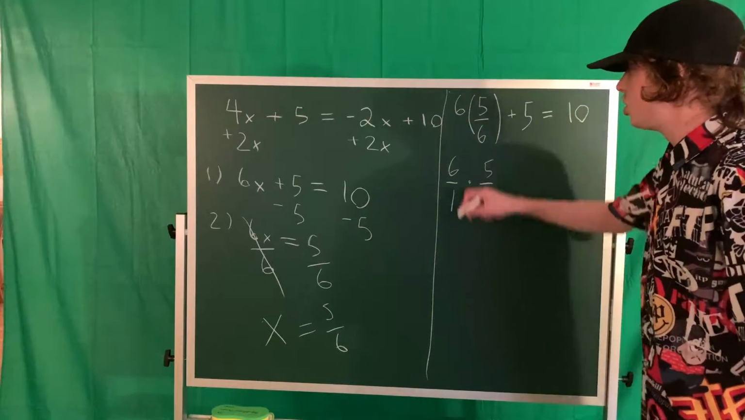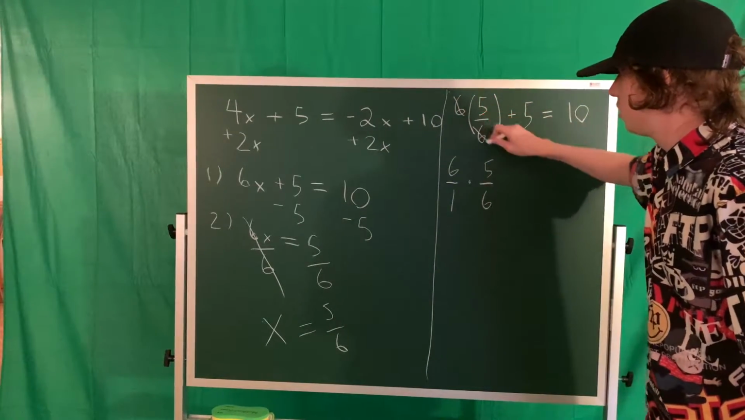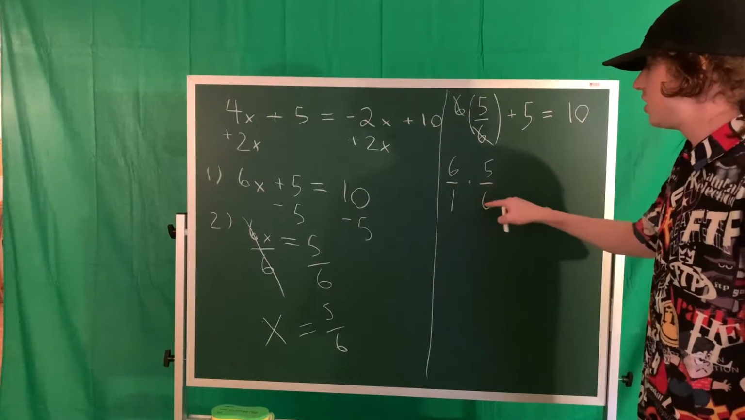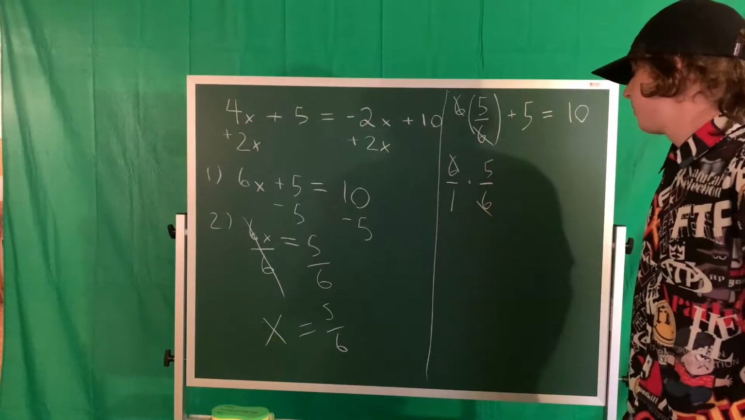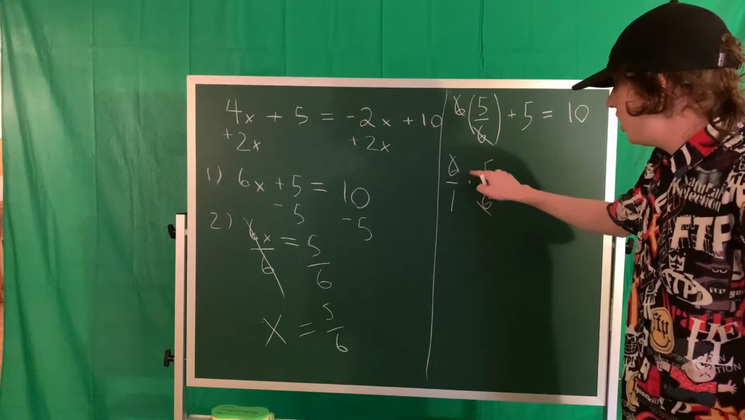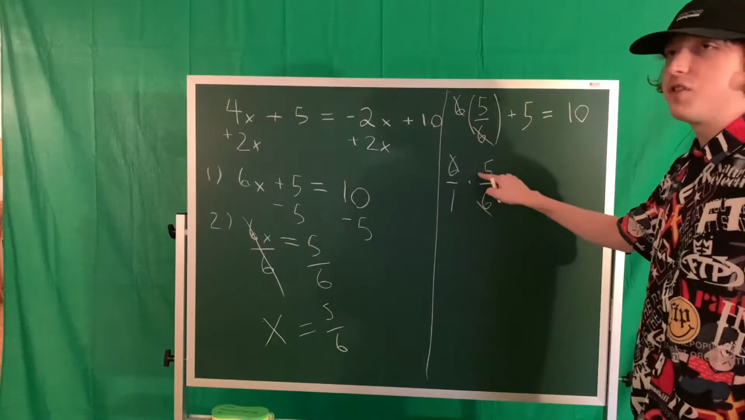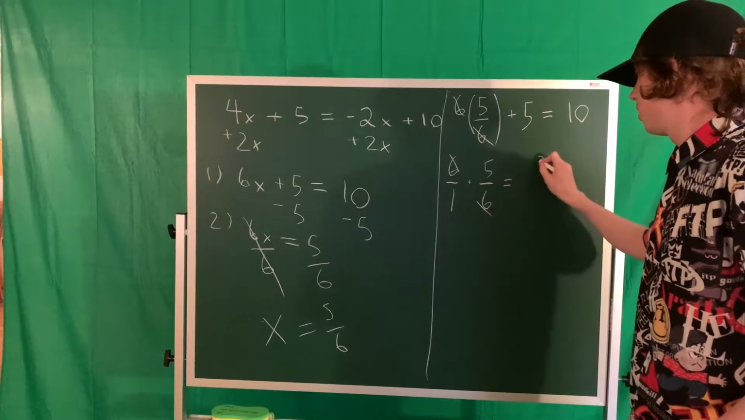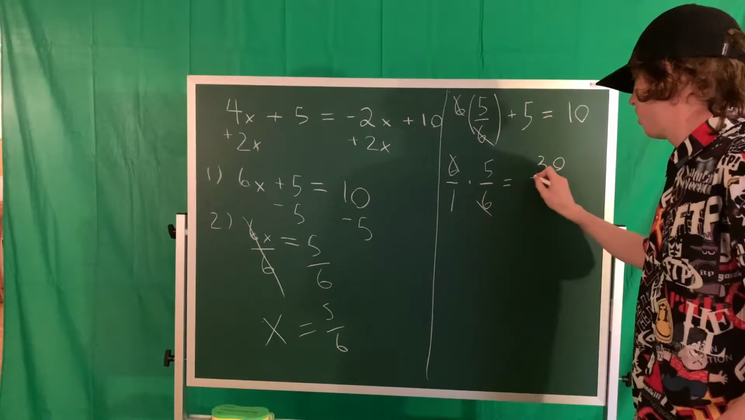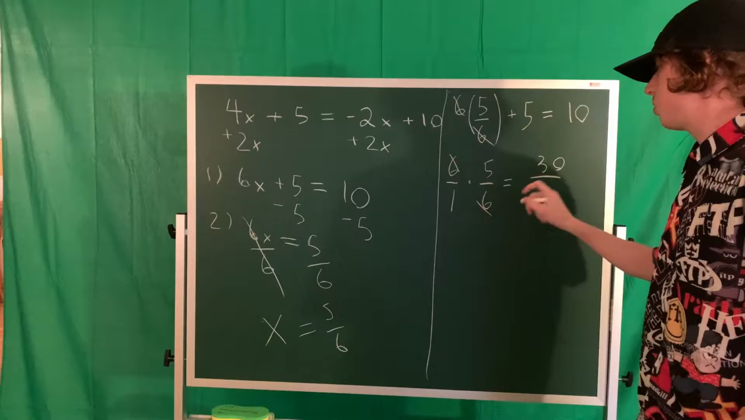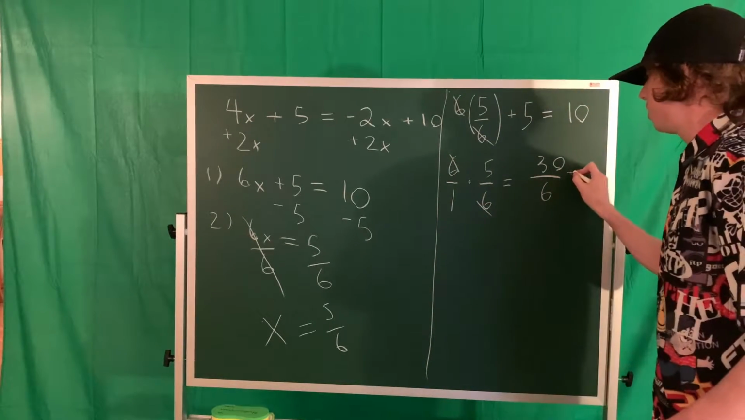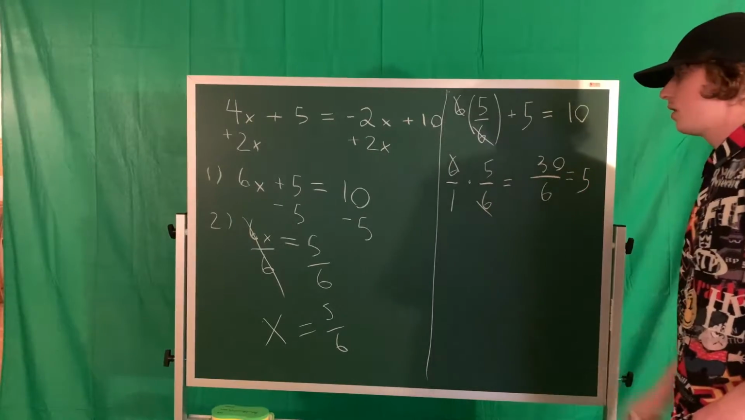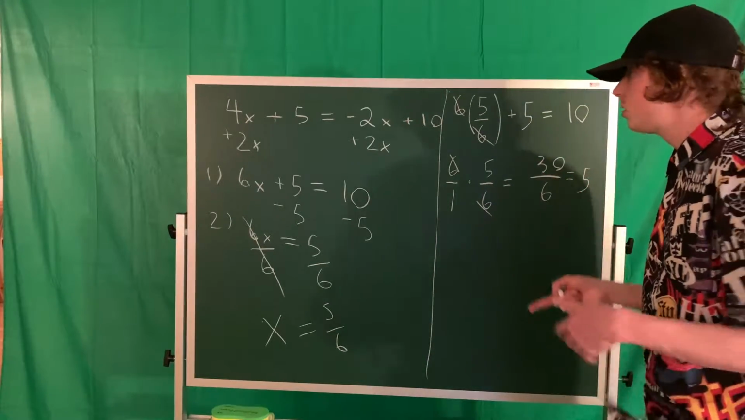What you can actually do is just cancel these out. These 6's can cancel just as these 6's can cancel. And I'll show you why that's the case. As we see here, this 6 times 5 would give us 30 over 1 times 6, which would be 6. And then 30 divided by 6 is equal to 5. They're equivalent.